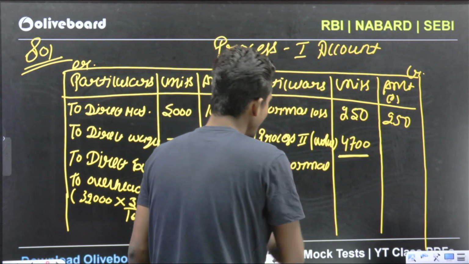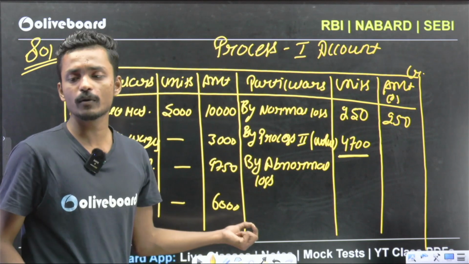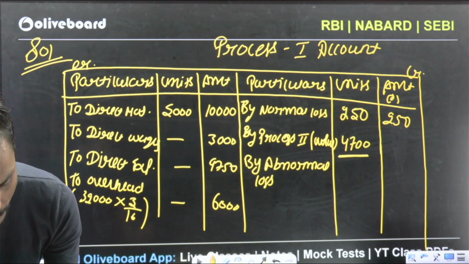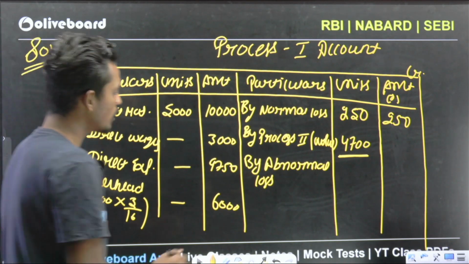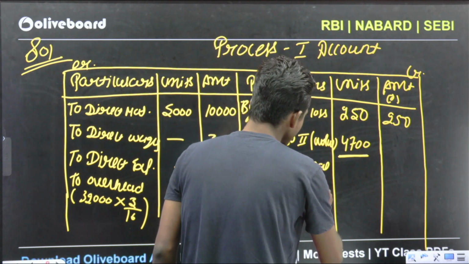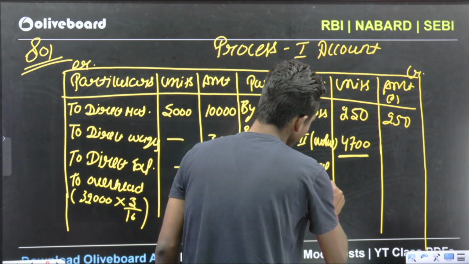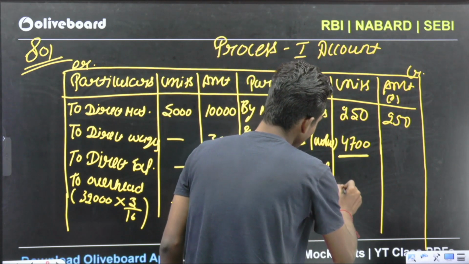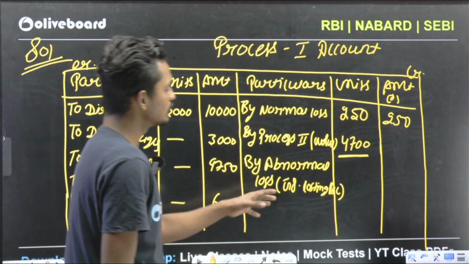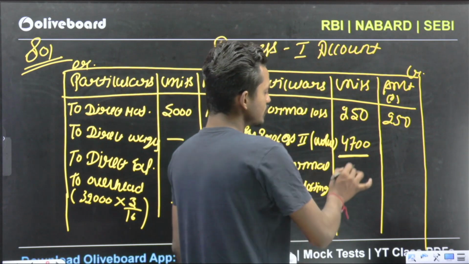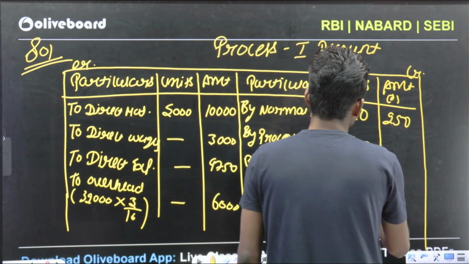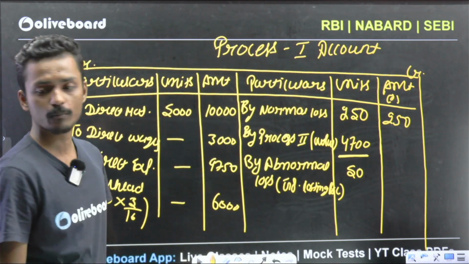And we know very well, these abnormal units we have to value at the cost per unit, and we have to transfer this abnormal loss into the costing P&L. So this abnormal loss we have to transfer into the costing P&L. Now the question arises, what amount of abnormal loss units do we have? 50. We have 50 abnormal loss units.